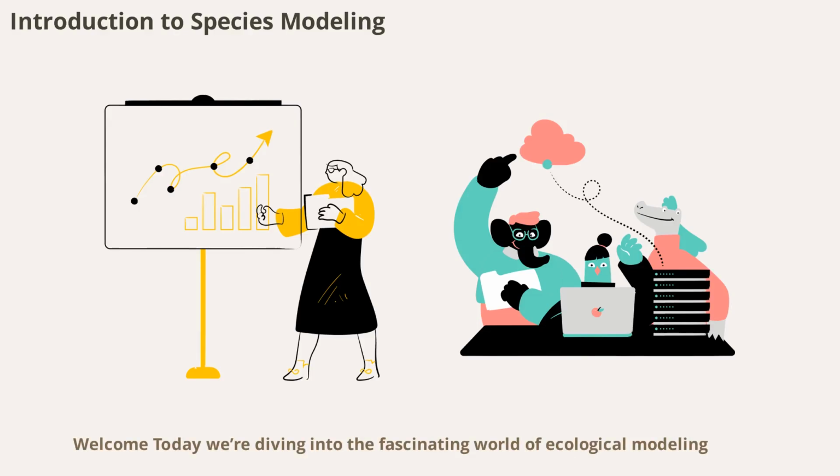Today we're diving into the fascinating world of ecological modeling, focusing on how scientists predict where species live using environmental data. With advances in computing and the availability of detailed environmental information, researchers can now model the geographic distributions of species more accurately than ever before. This is crucial for conservation, ecology, and understanding the impacts of climate change.